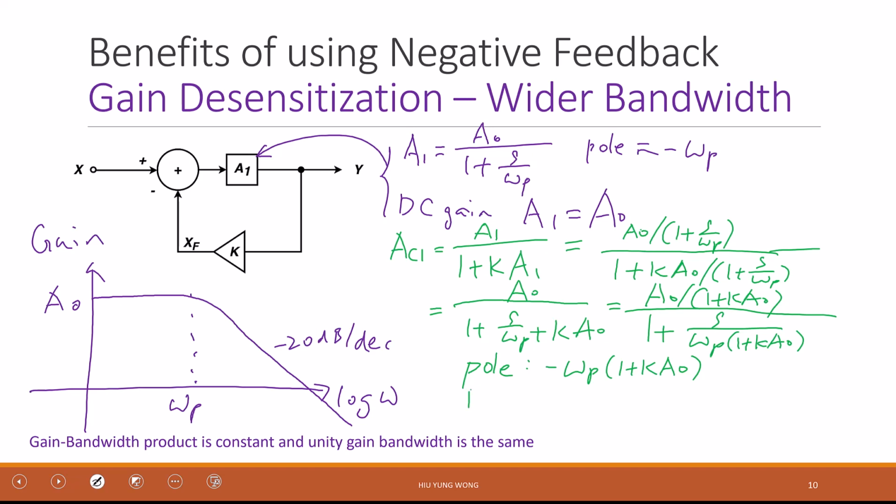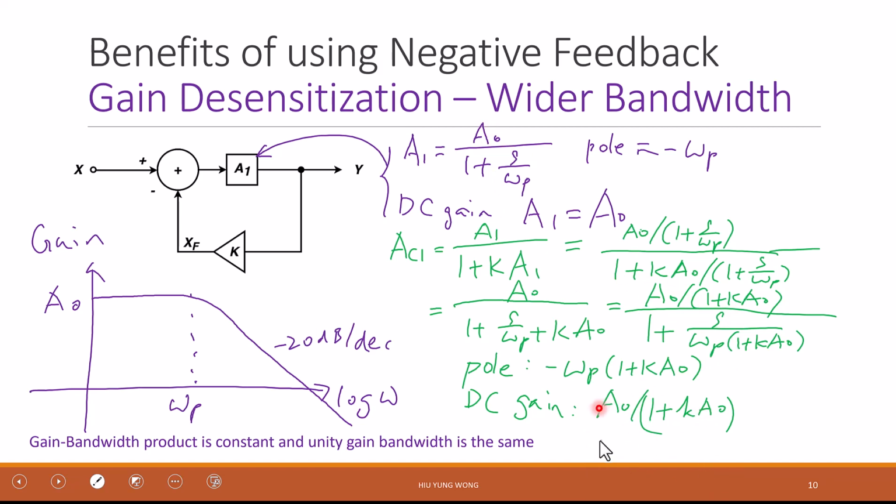What is the DC gain? DC gain means S equal to what? It's a 0. Yeah. Becomes A0 divided by 1 plus Ka0. Because it means I will set S equal to 0, right? Then this is 1, right? Or again, in this form, I know the top one is the DC gain, right?